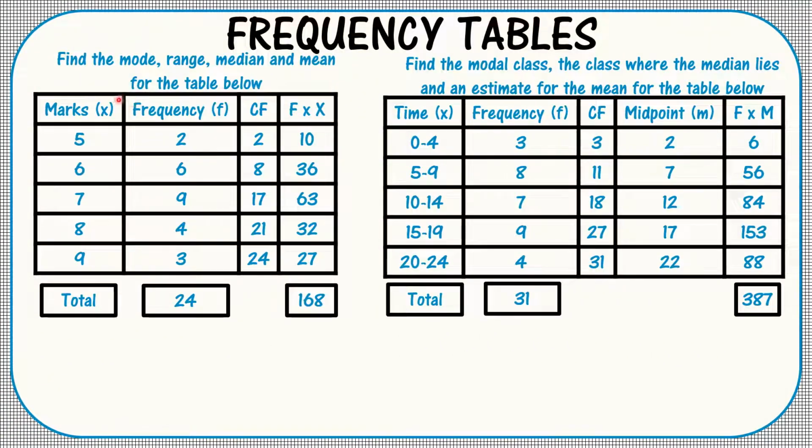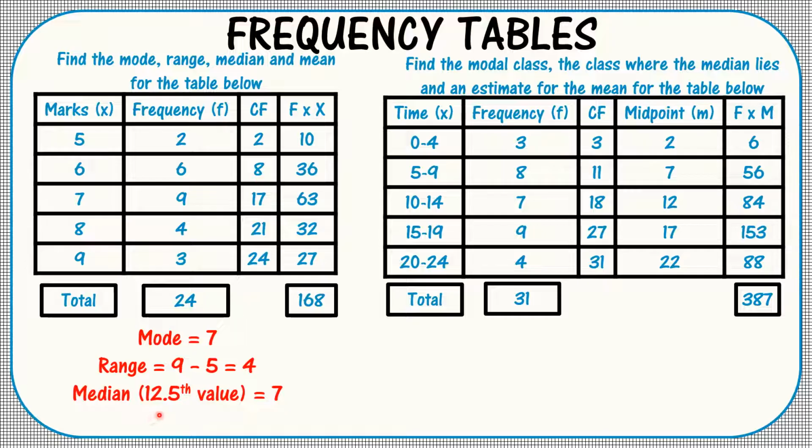For the first question, find the mode, range, median, and mean for the table below. The mode is the class which has the highest frequency, which is equal to 7. The range is 9 minus 5, which is equal to 4. The median, which is the 12.5th value, is equal to 7. And the mean is 168 divided by 24, which is equal to 7.